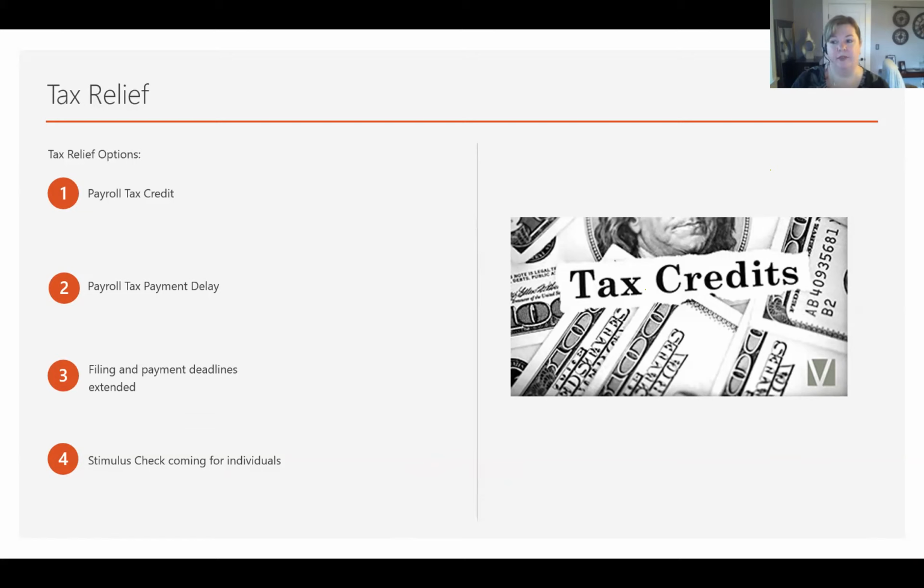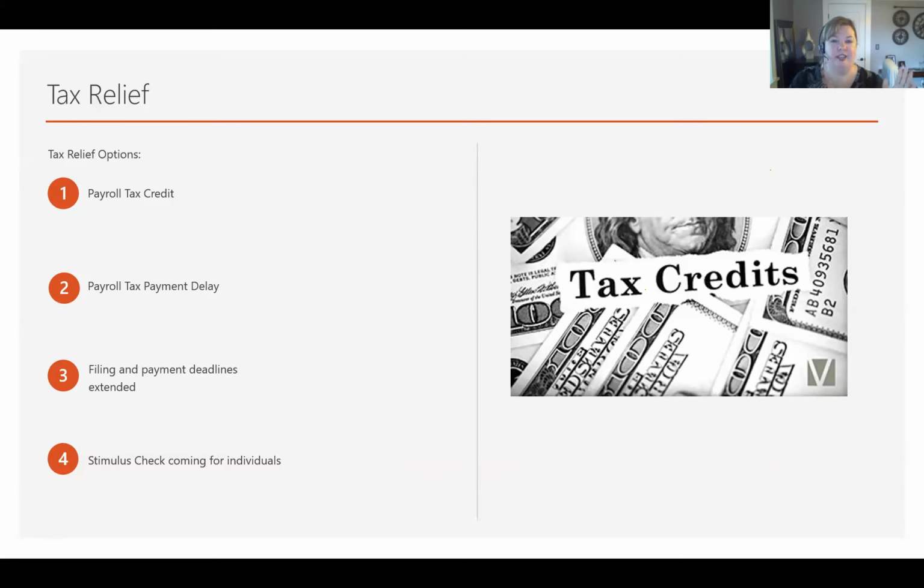Or vice versa, if you got it in 19 because 19 was super low and 2020 is higher, you're going to owe it back. So it's a reconciliation that will happen on the 2020 tax return. And if you were eligible to get it and didn't get it, it'll happen on 2020.